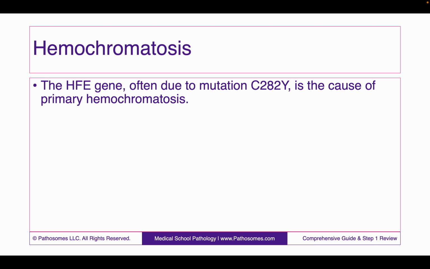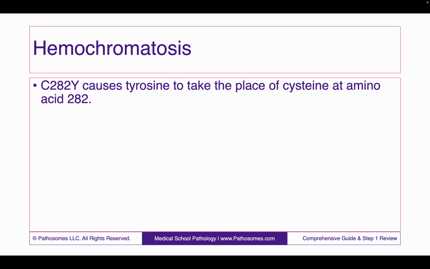The HFE gene, often due to mutation in C282Y, is the cause of primary hemochromatosis, which you will need to know. C282Y causes tyrosine to take the place of cysteine at amino acid 282.